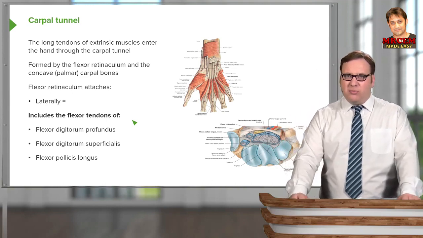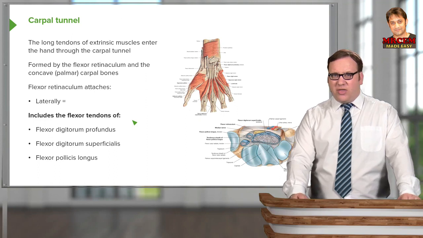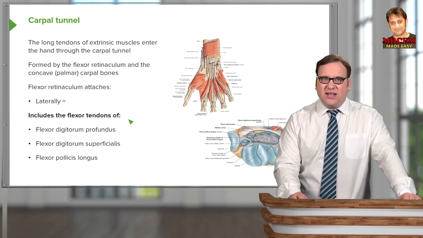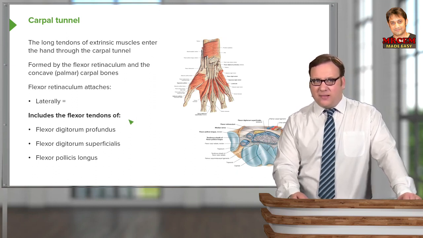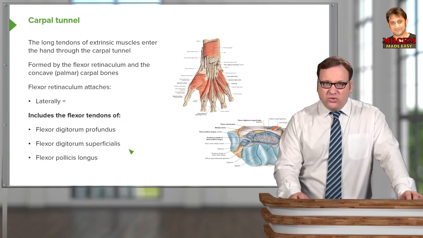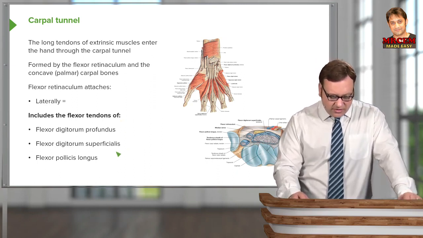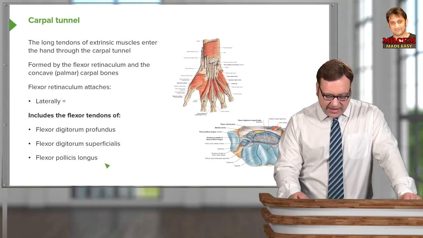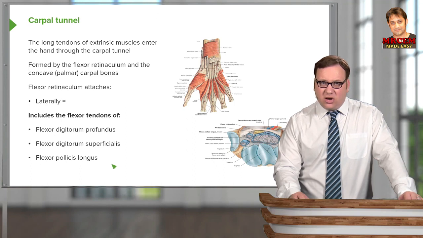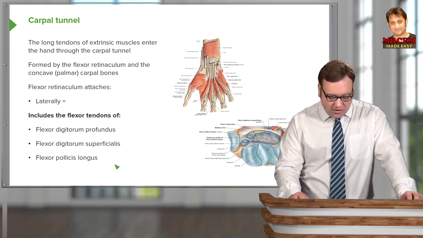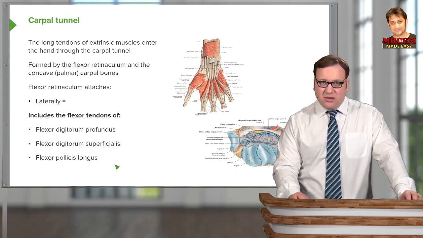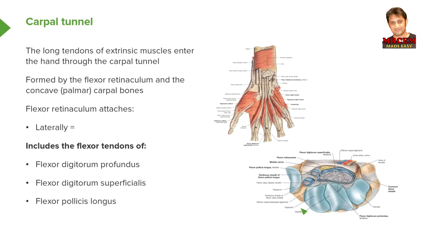So the way the carpal bones are arranged is that along their palmar surface, they are actually concave. And then with the flexor retinaculum passing over, they then create this tunnel. It includes the flexor tendons of flexor digitorum profundus, flexor digitorum superficialis, and flexor pollicis longus. So the tendons of these forearm muscles, these extrinsic muscles, pass through the carpal tunnel. And we can see these here.